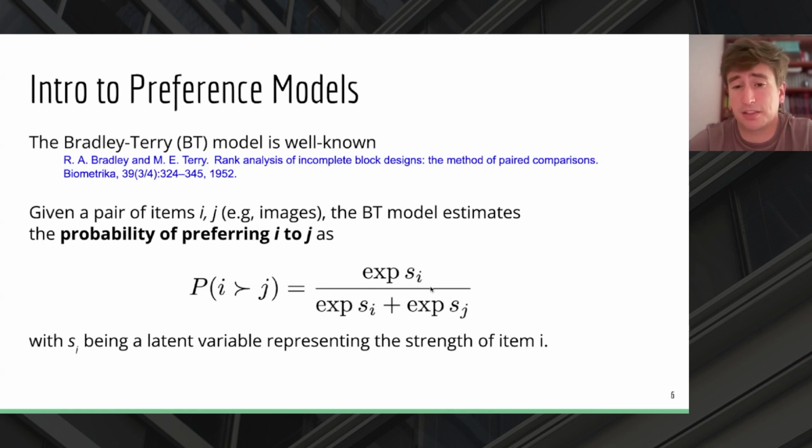We just take this S, which is a latent variable representing the strength or the value of each item. Then we take the exponential and normalize to get the probability. So if the strength of image A is very high compared to the other image, this probability is going to be closer to 1, indicating that we prefer image A with high probability. And if these two strengths are the same, this is going to be 0.5, which means there is no clear preference.